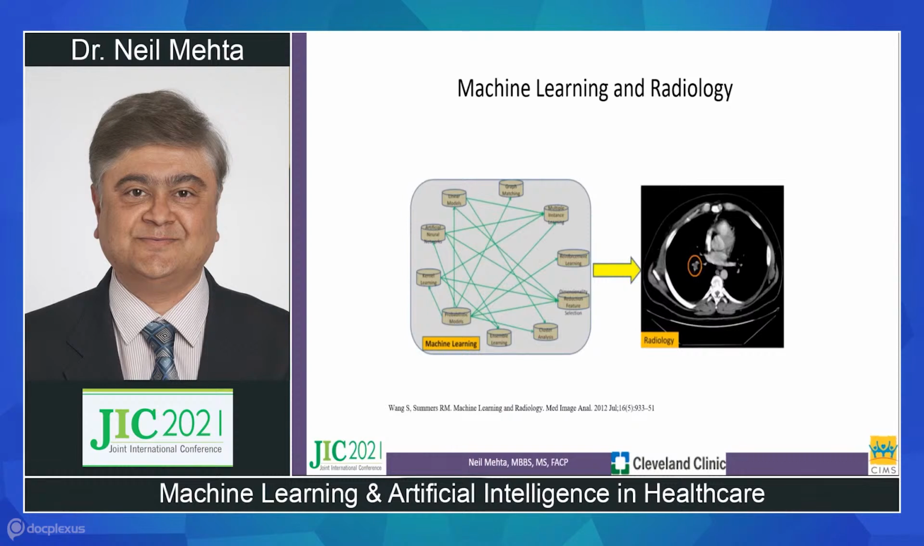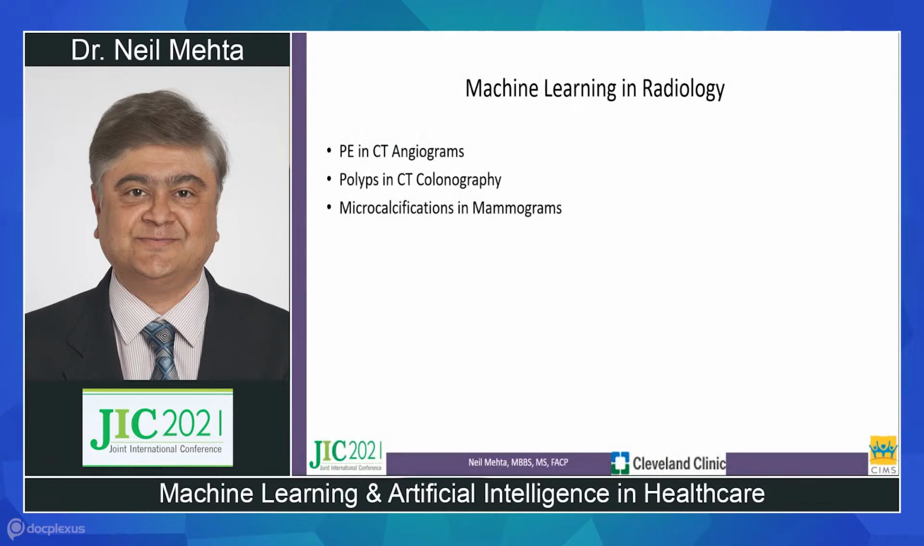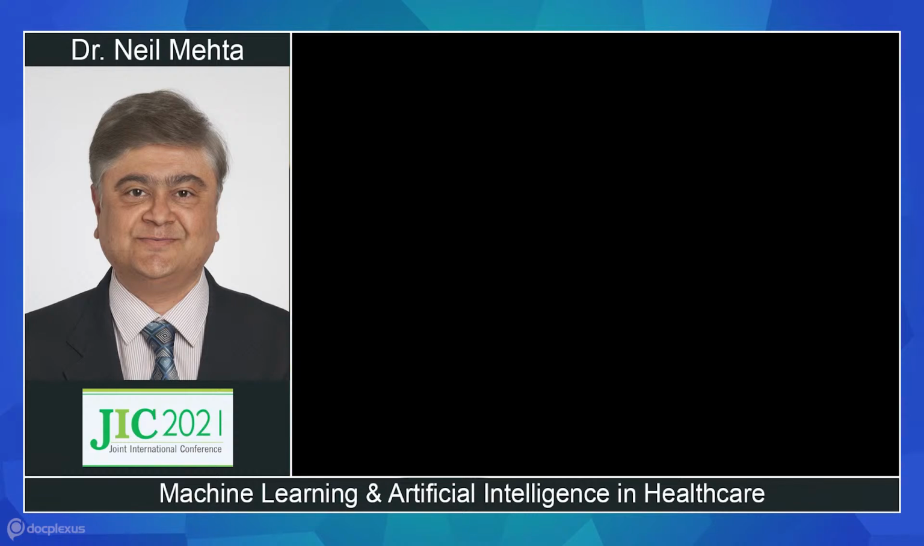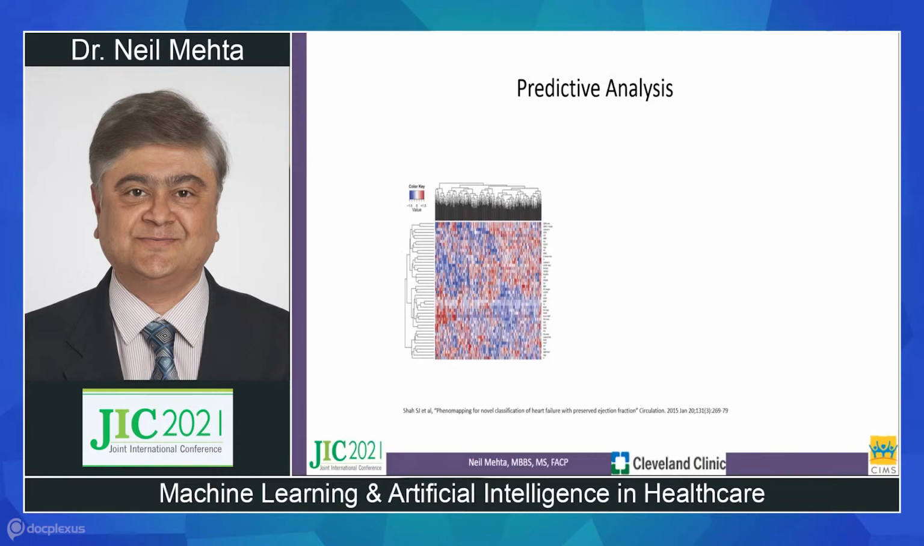There are also numerous examples of using machine learning to read radiology films. Machine learning has been shown to be excellent in reading CT angiograms for pulmonary embolism, reading CT colonographies for polyps, and for picking up microcalcifications in mammograms. What we have seen so far is examples of machine learning in looking at visual data, and this is called computer vision.